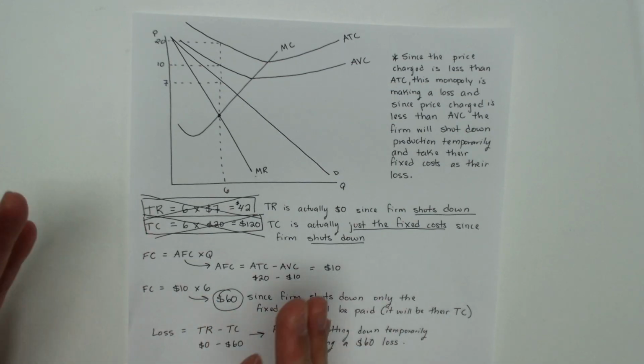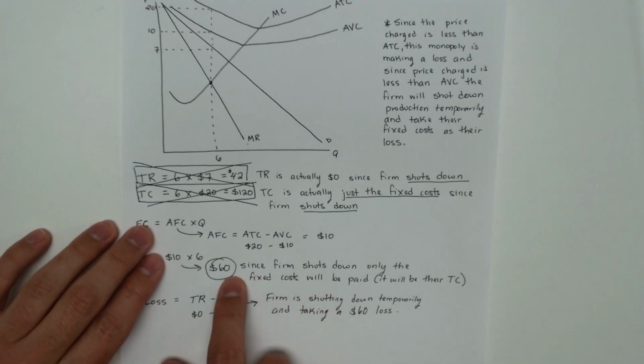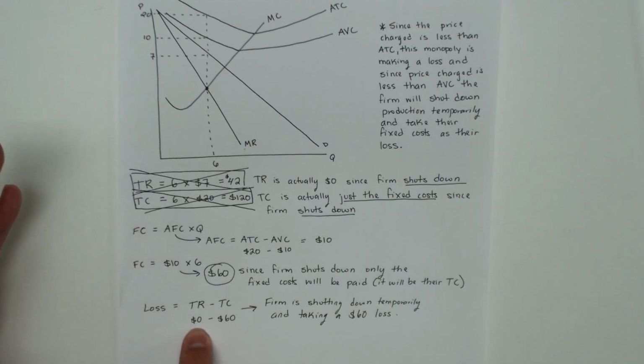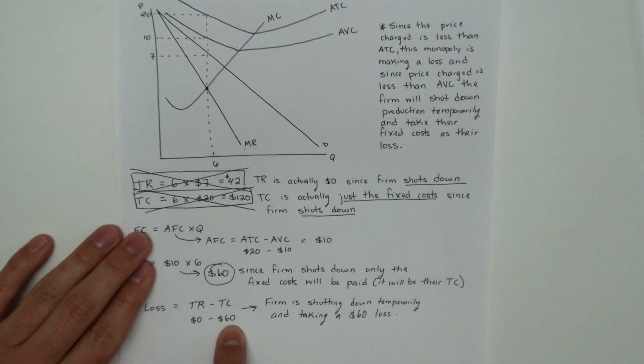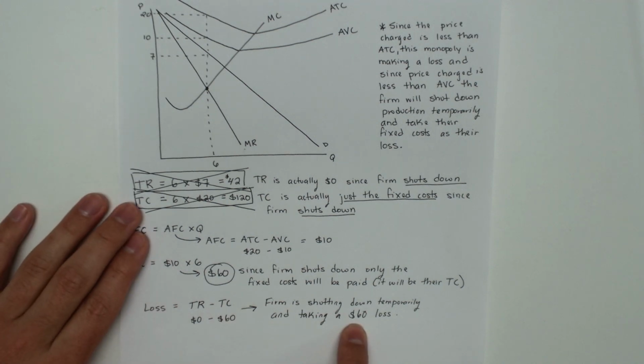Since this firm is going to shut down production, they are only going to pay the fixed cost, which is only $60. So their loss will be their total revenue now, which is nothing because they're shutting down, minus their total cost, which is just their fixed cost since they've shut down. So they're making a $60 loss for this monopoly.